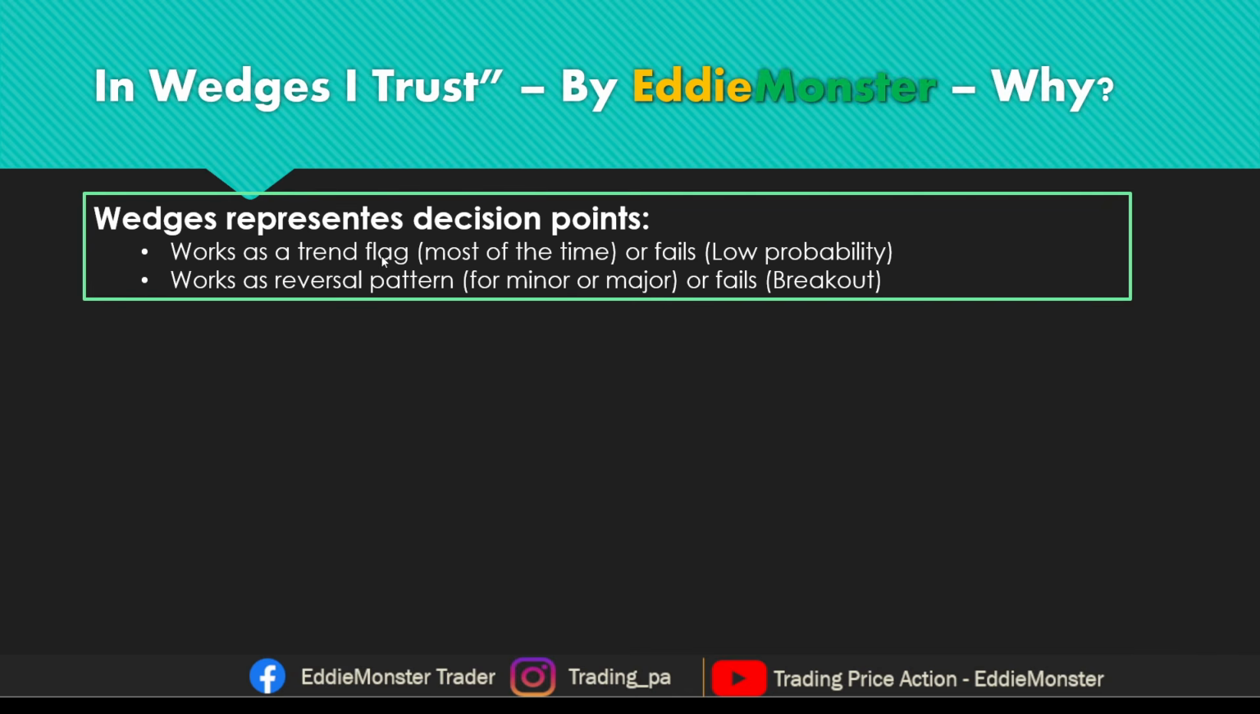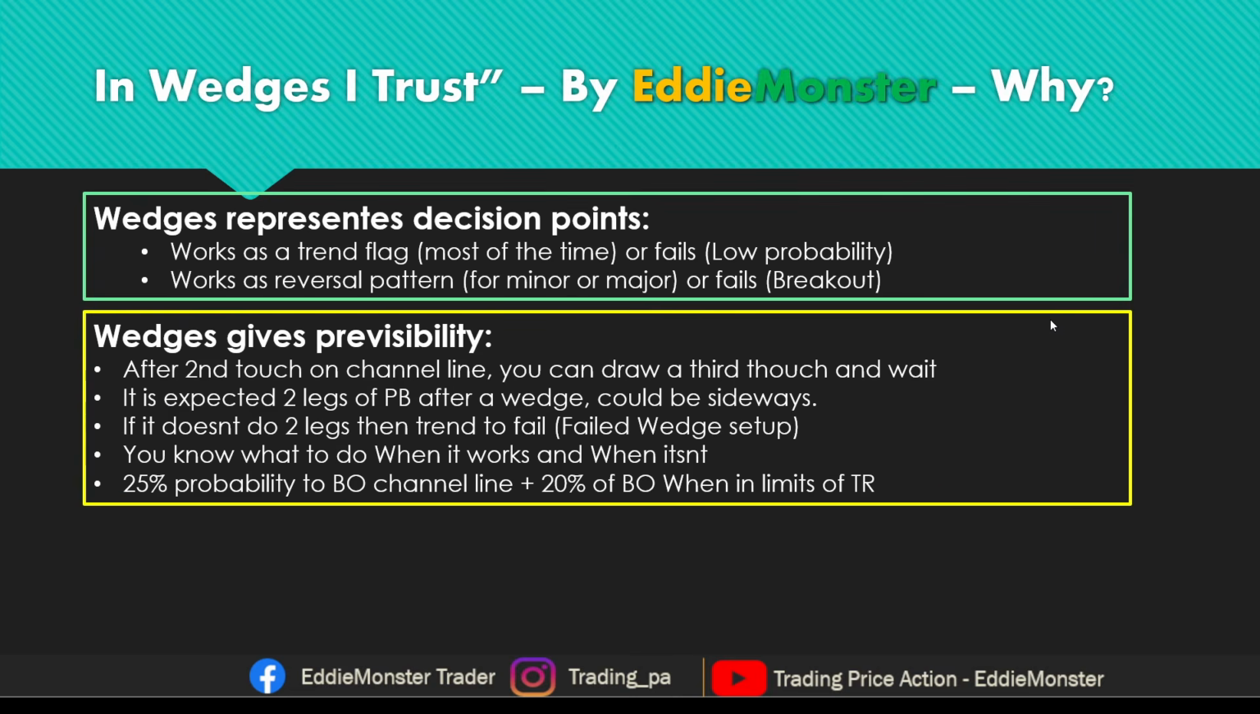Usually we have a trend flag. It is a flag, or it's a failing wedge, which is low probability. Okay, so you know what to do. Well, that's why it's a decision point. It's a binary decision. It works as a reversal pattern for minor or major trend reversal, or it fails, which generates a breakout, right?